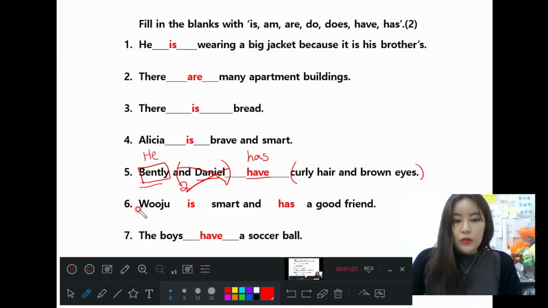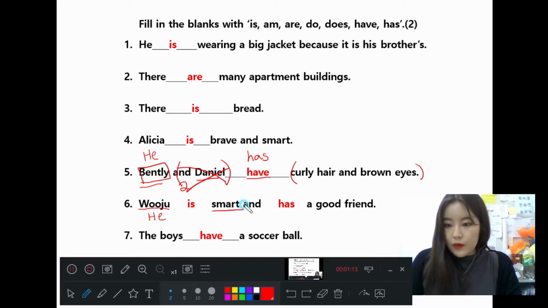Alright, number 6. 우주. This is the person's name and it's he. So is is correct because an adjective is following after. And has a good friend를 가지고 있다. So it's not have, it's has. Good. And the boys, it's plural and we can change this to they. And since it's they, we are not going to use has. So we are using have here. And 사커브를 가지고 있다. Okay?